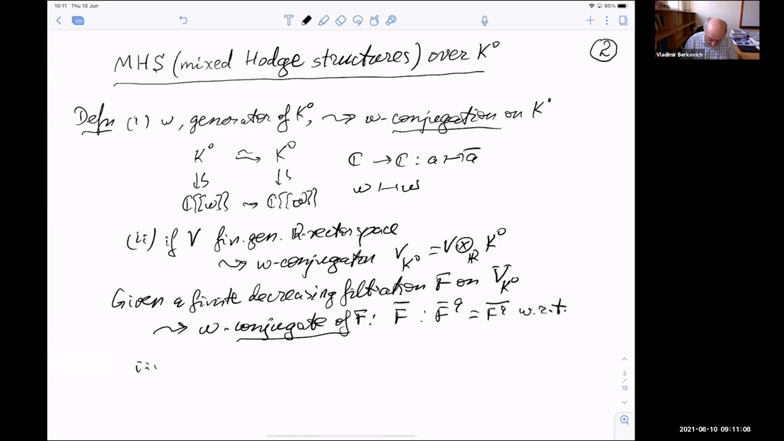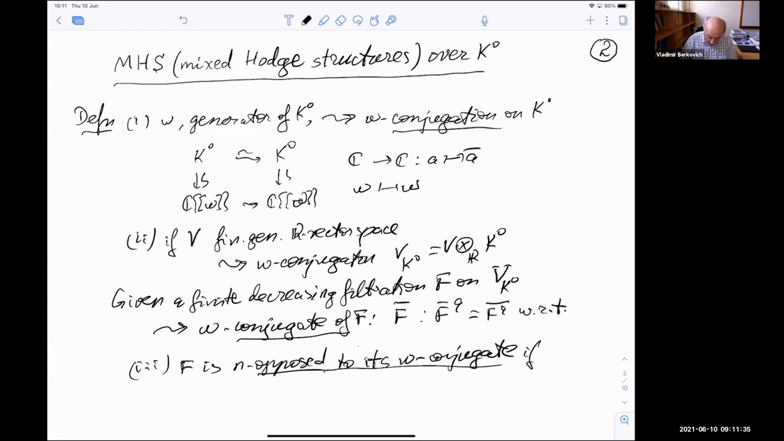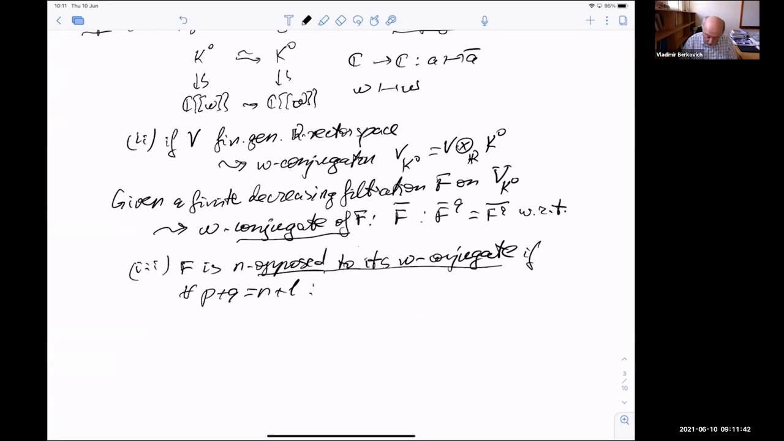So we say that F is n-opposed to its varpi conjugate if for any pair of integers such that p plus q equals n plus 1, the following is true, that the canonical homomorphism from this direct sum to V_K naught is an isomorphism. It's a usual definition.